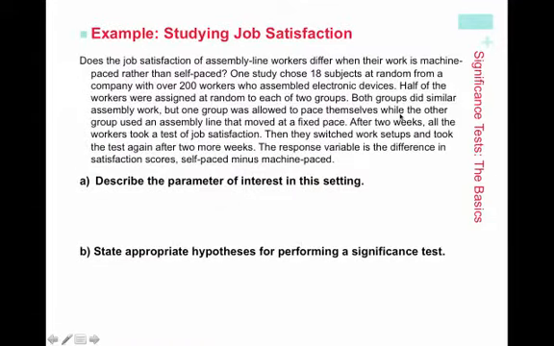So, job satisfaction. Read this problem, and then I want you to attempt to answer part A and part B. So go ahead and pause the video right now and try and answer these two things.